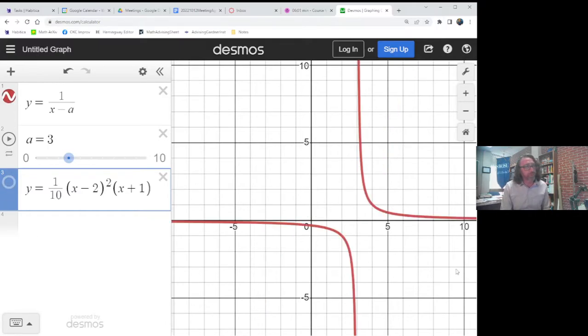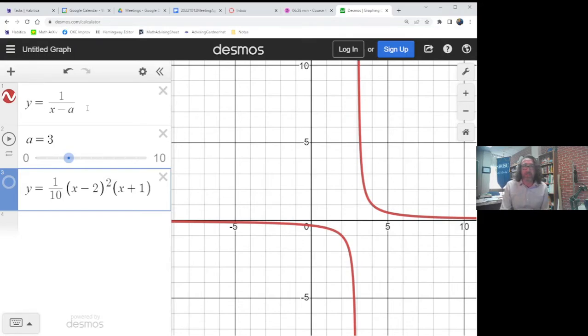Whereas this, notice there's two disjointed pieces to this graph. It's not connected. You couldn't draw this without picking up your pencil. You could draw this part, then you have to pick up your pencil to draw this second part. And this is typical of what we will see in these rational functions.